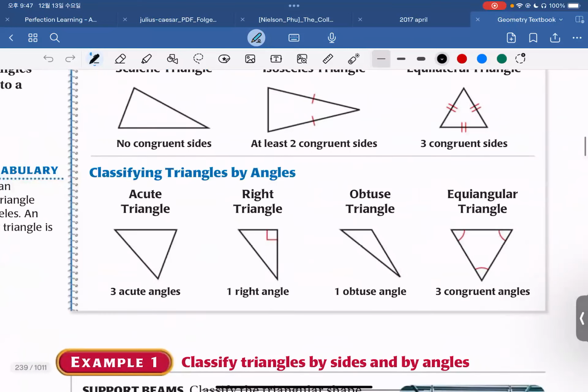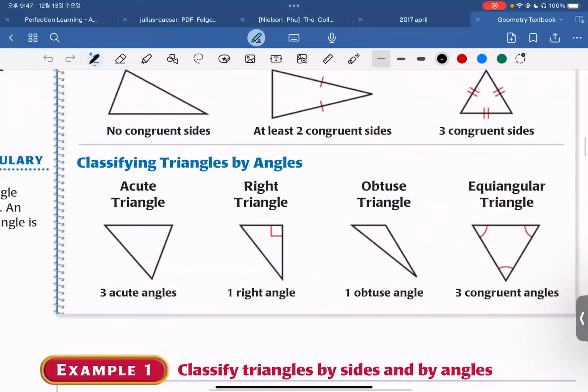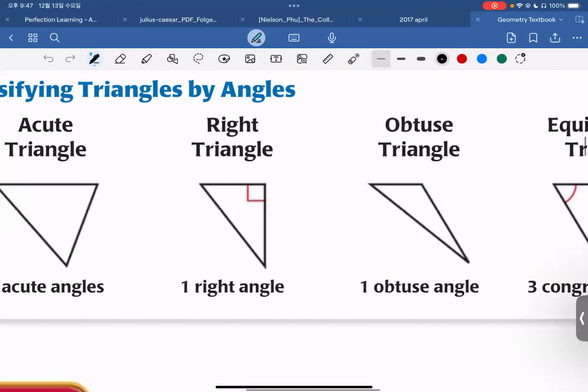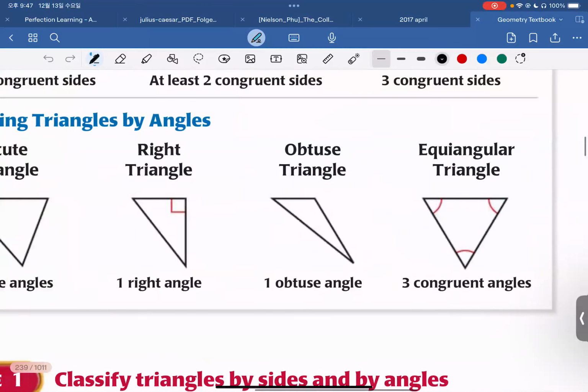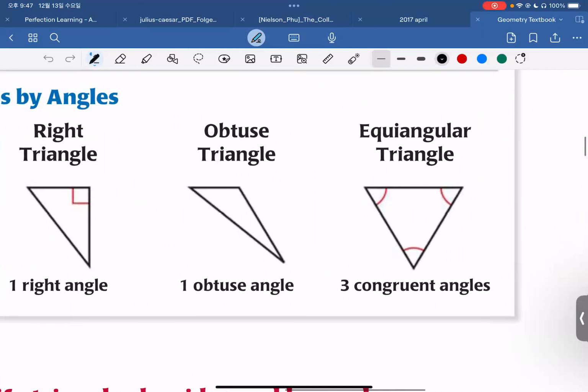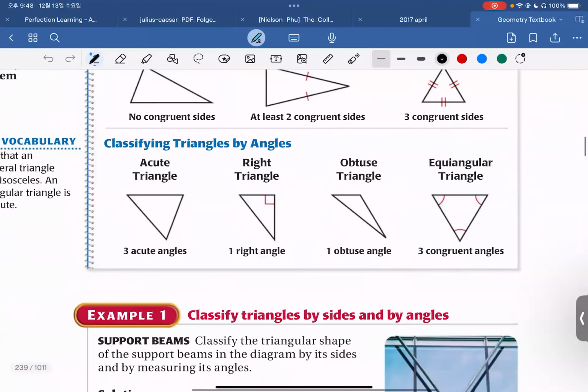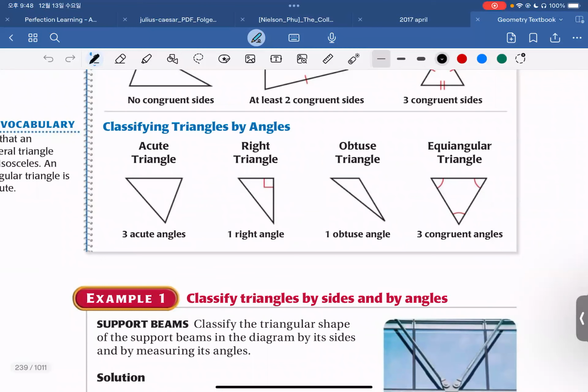And next, looking at the angles. Acute triangles are triangles with three acute angles, so angles that are less than 90 degrees. A right triangle is a triangle that has at least one angle that is right, or 90 degrees, with everything else being acute. An obtuse triangle is a triangle where there's one obtuse angle, an angle greater than 90 degrees, and an equiangular triangle is where all of the angles in the triangle are the same. In this case, they would all be 60 degrees, given that the sum of the angles of a triangle is 180 degrees.